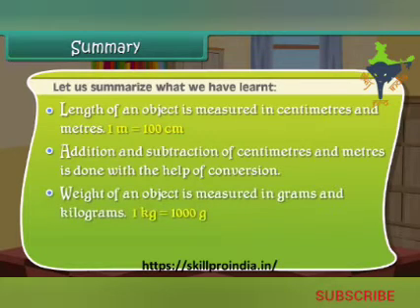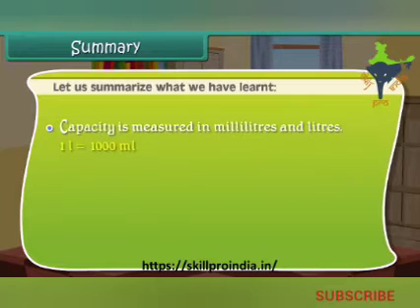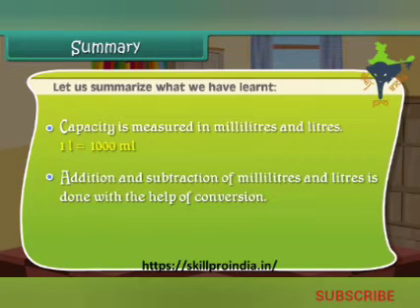Weight of an object is measured in grams and kilograms. 1 kg is equal to 1000 grams. Addition and subtraction of grams and kilograms is done with the help of conversion. Capacity is measured in milliliters and liters. Addition and subtraction of milliliters and liters is done with the help of conversion.